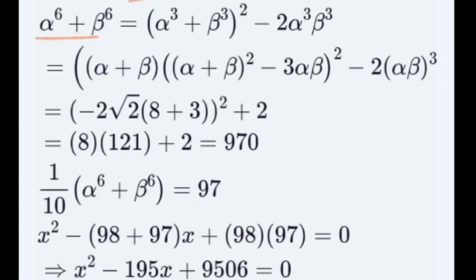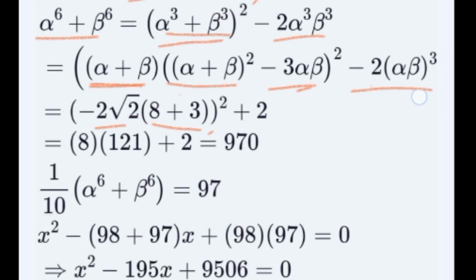Again alpha power 6 plus beta power 6. That means alpha cube plus beta cube whole square minus 2 alpha cube beta cube. Again alpha cube plus beta cube formula means alpha plus beta into alpha plus beta whole square minus 3 alpha beta, whole square, minus 2 alpha beta whole cube. Alpha plus beta is minus 2 root 2. So alpha plus beta whole square means 8. So this is minus 1. 8 plus 3 whole square.